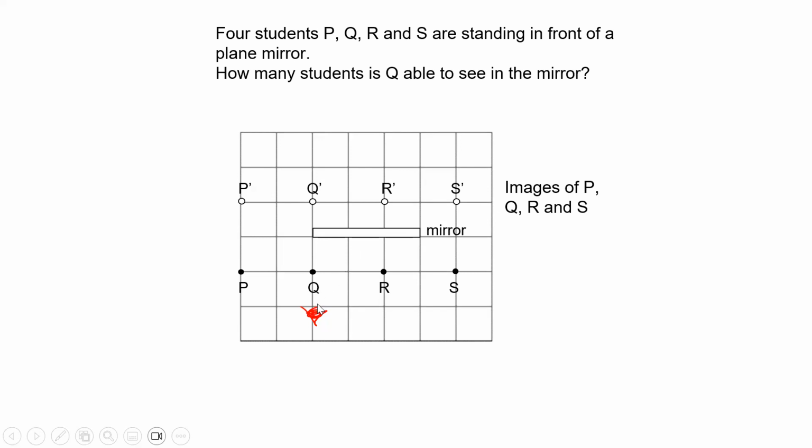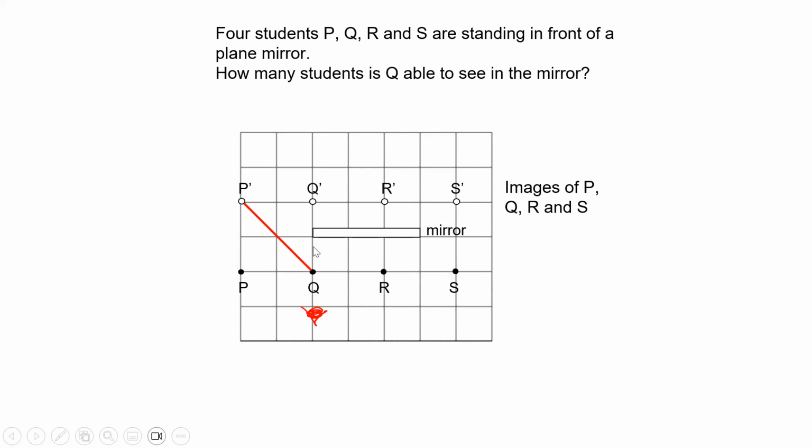So your eyes is here. How many students is Q able to see? The light ray must go from the image to Q. So I'm going to draw the light rays, image to Q for P. So P, the light ray goes like this.